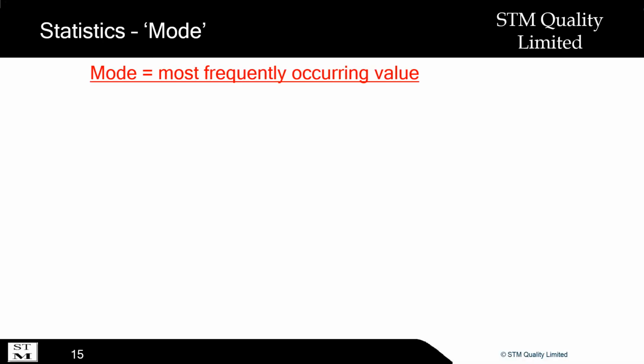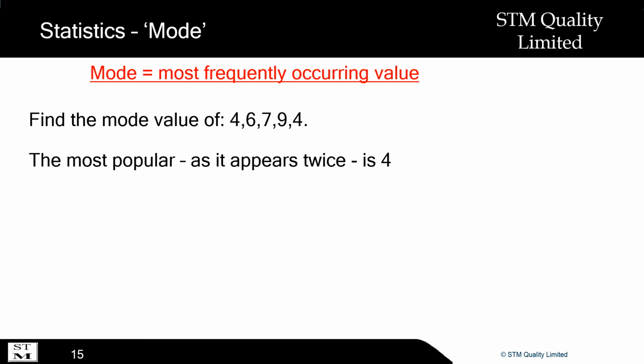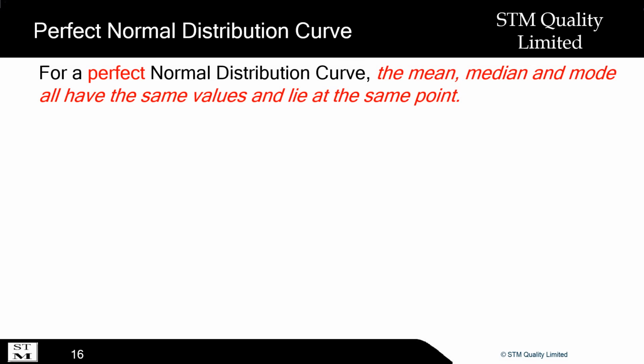The mode is the most frequently occurring value. Find the mode value of 4, 6, 7, 9 and 4. The most popular, as it appears twice, is 4. So the mode is 4. For a perfect normal distribution curve, the mean, median and mode all have the same values and lie at the same point.